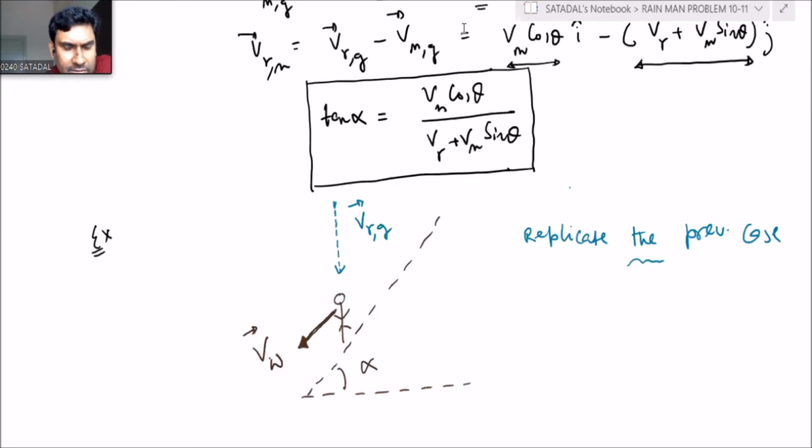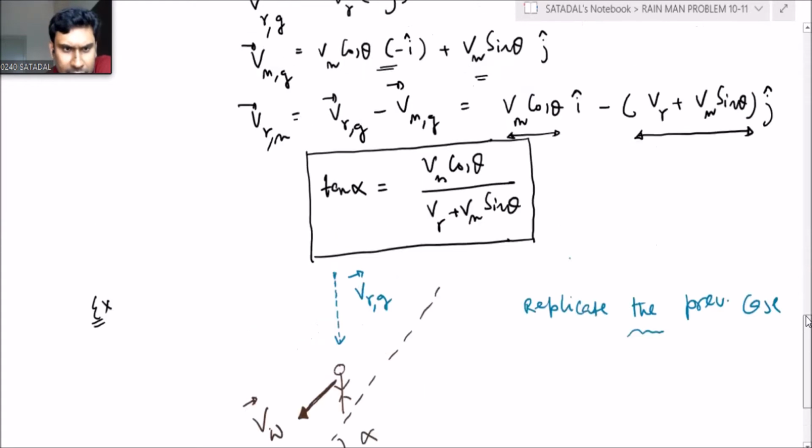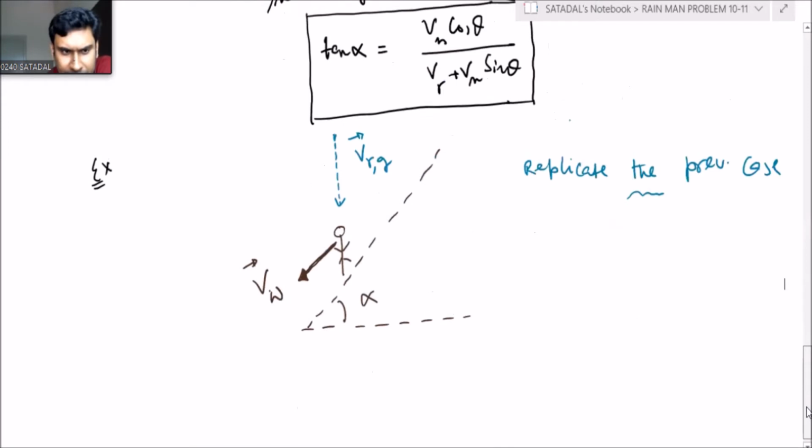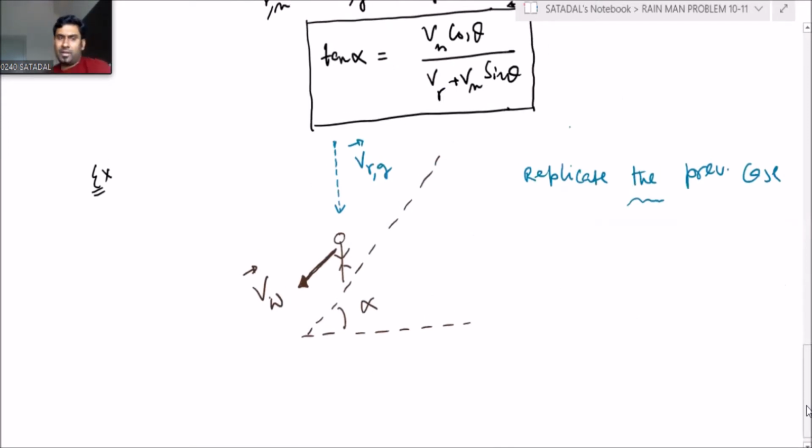Sir, one time scroll up, sir. Yeah, the diagram. Is it okay? Yes, sir. Now you can scroll down. So all of you try. Nothing, just represent the vector diagram.